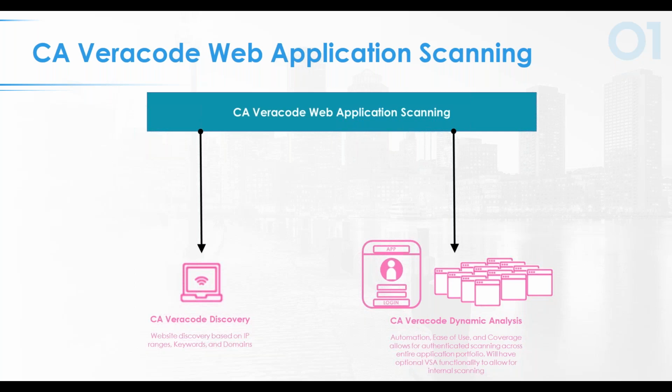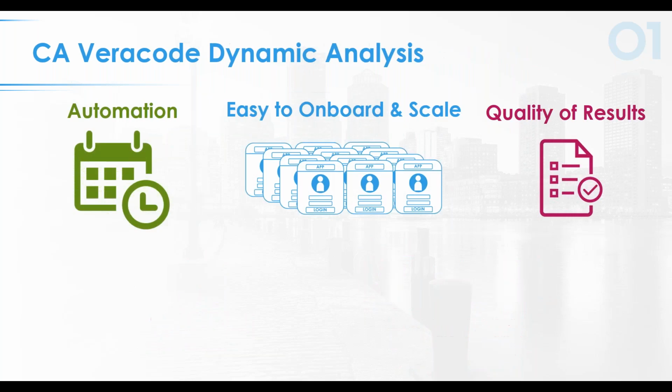So let's get into some of those details of what CA Veracode Dynamic Analysis does. We have three different areas that we have focused on. One is automation. Second is easy to onboard and scale. And third is coverage and time to results.